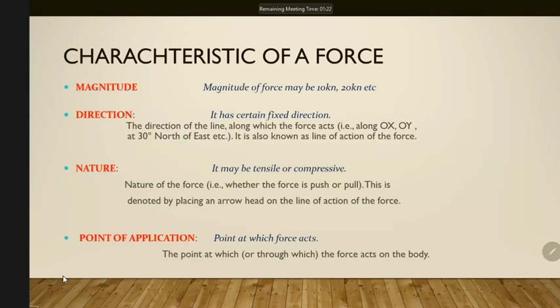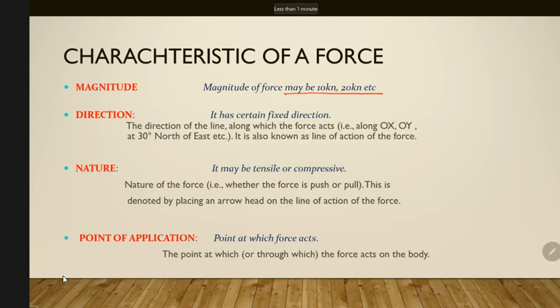Primarily, we should know the magnitude: how much amount of force is to be applied to do any work, to tend to either move the object or tend to stop the object. Because in both cases, we need force. Okay, first one is magnitude. As you already know, it is to be calculated in newtons or kilonewtons, whatever is the load.